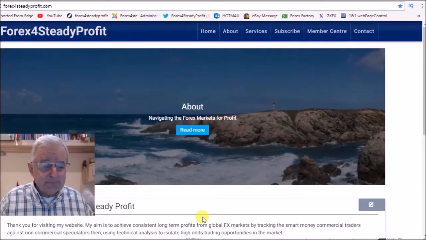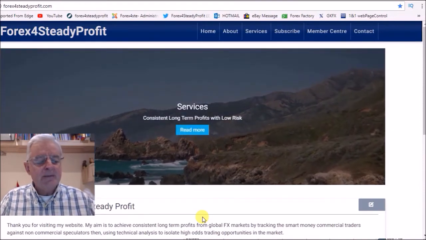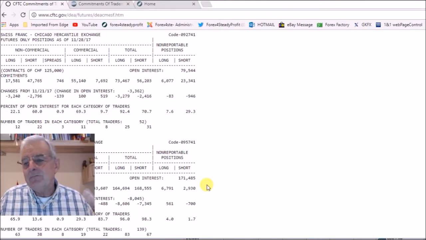I've been asked by Felicity, one of my subscribers, to explain the ratios and also the divergence on the commitment of traders. So I'll go ahead and get that sorted. Just have a look at the commitment of traders chart.